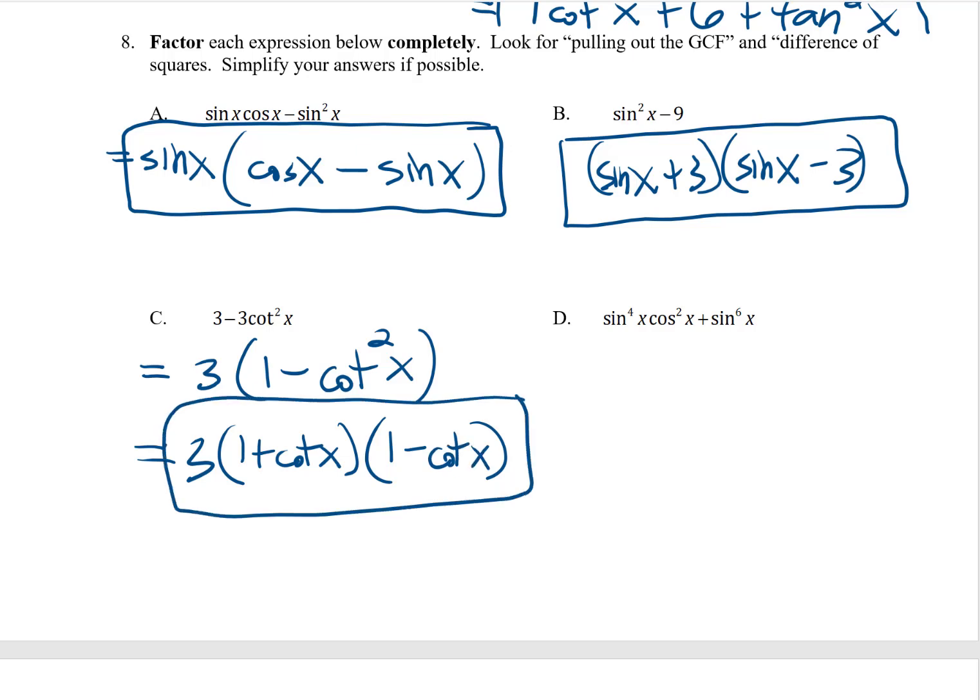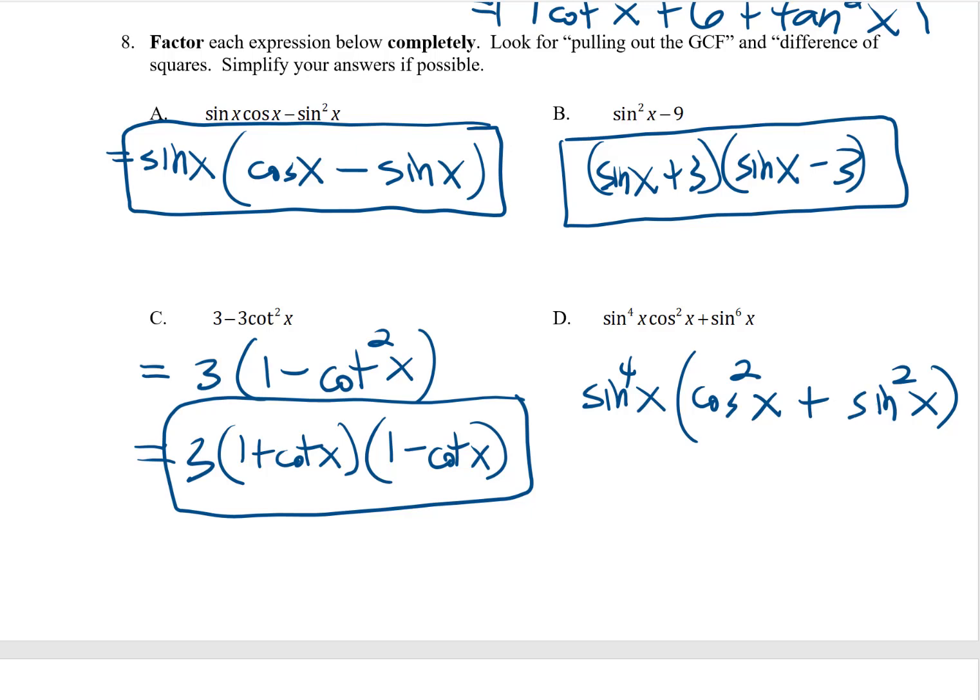And then part D, what do I have in common? A bunch of sines. It looks like there are 4 sines in common to each term there. So I'll pull out all 4 from the first term, leaving me with cosine squared x. And I'll pull out 4 of the ones from the second, leaving me with 2 left, sine squared x. Now that's certainly the answer to the factoring problem.